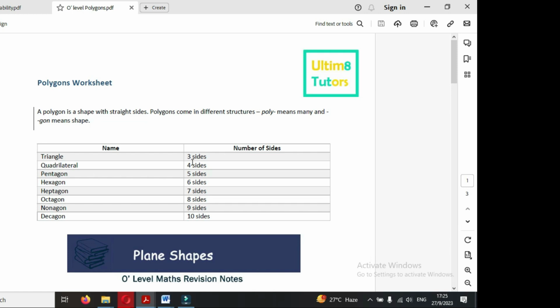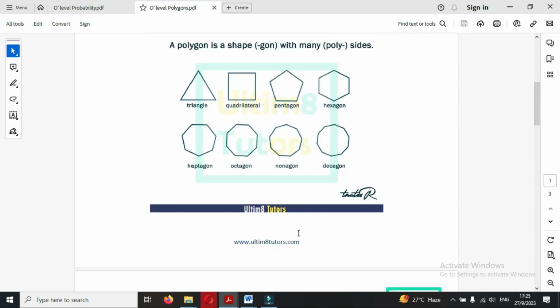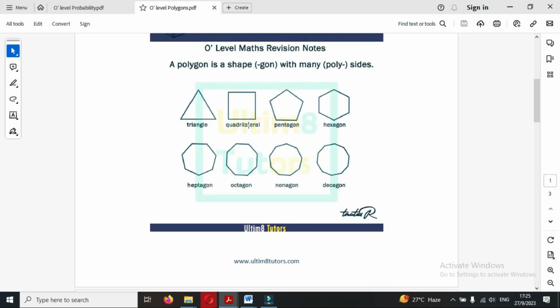Now, here we have a few examples of some of the polygons that we know: a triangle, a quadrilateral, a pentagon, a hexagon, a heptagon, an octagon, and a nonagon, and also a decagon, right? So that's 3 sides, 4 sides, 5 sides, etc. So now you see, this is what we call polygons. Now, let's move on to plane shapes.